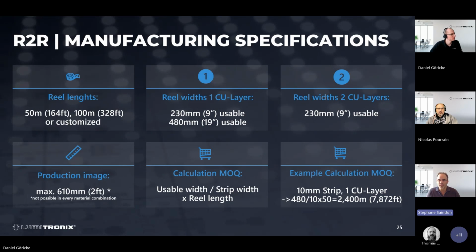As for another calculation, taking a 1-layer design, in that case, like I mentioned, 500 millimeters for the width minus 10 on each side leaves us with 480 millimeters. If we divide it by 10, that gives us 48 strips done at the very same time over 50 meters, and that gives 2,400 meters, or almost 8,000 feet.